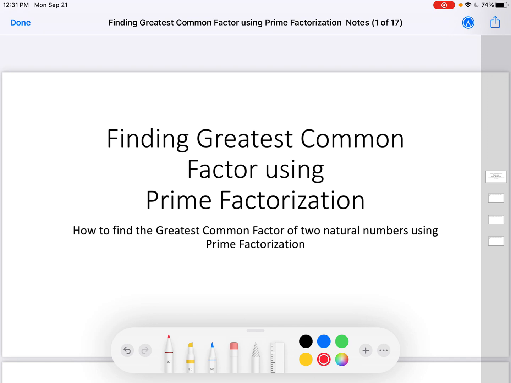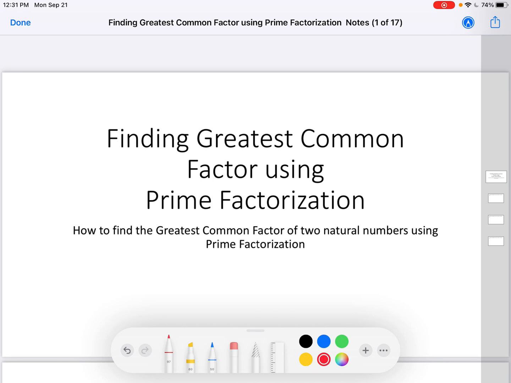However, sometimes factor lists can be very, very long and hard to find. Therefore, that method of making factor lists is not always the most convenient way of finding greatest common factor. Instead, a different method is using prime factorization.